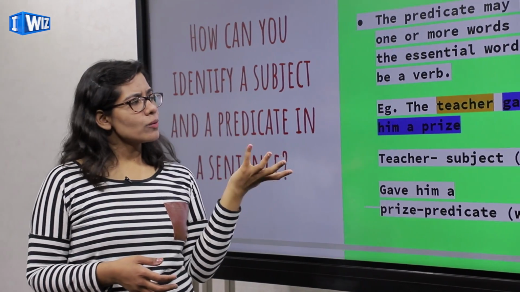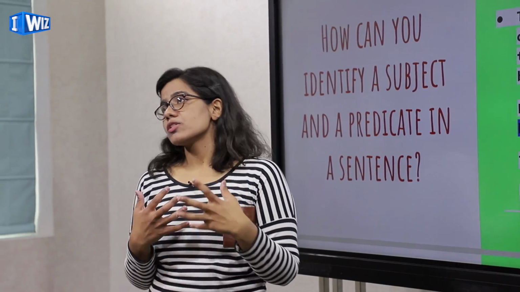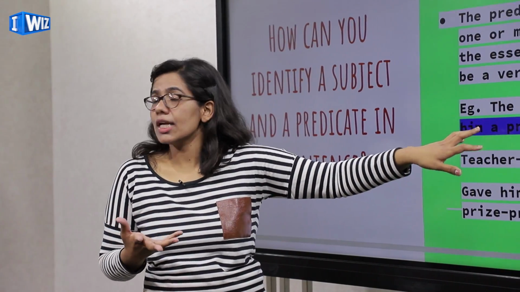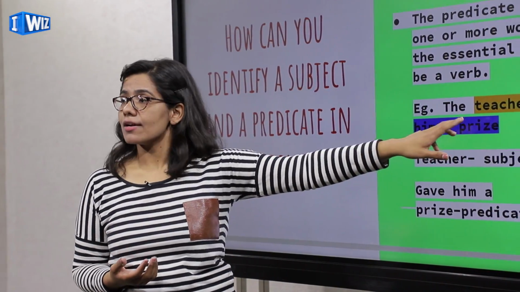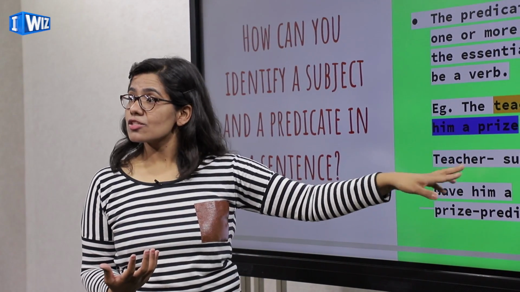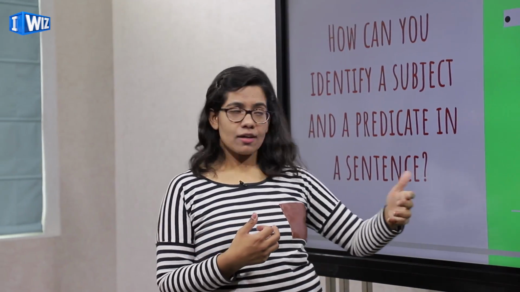What you can do is, in a sentence, if you want to find out which is the subject and the predicate, you can ask a question. Who is giving the prize? The teacher is giving the prize. And what is she doing? She's giving a prize. So the what will be your predicate and the who will be your subject, all right?